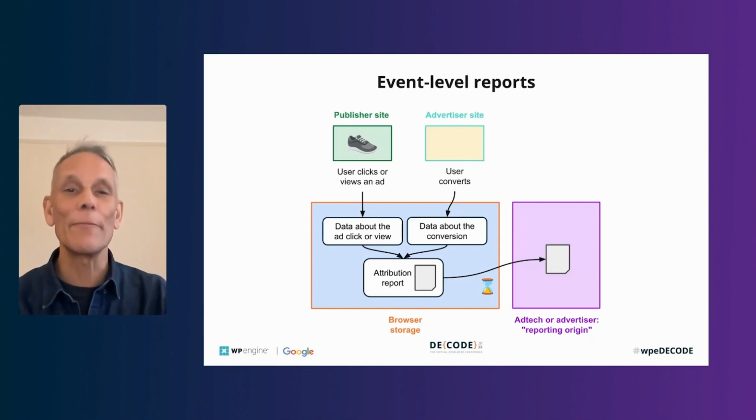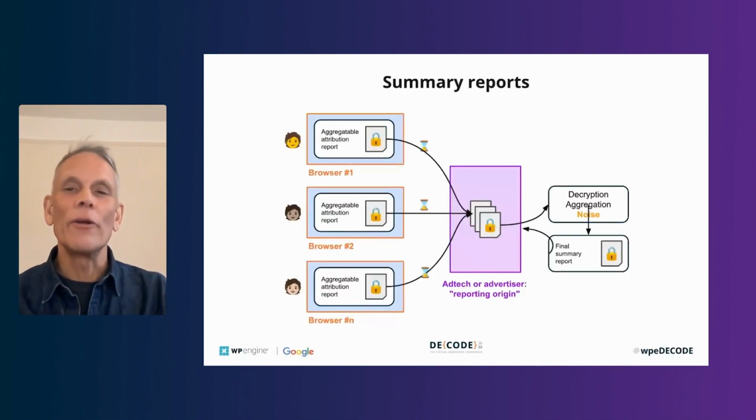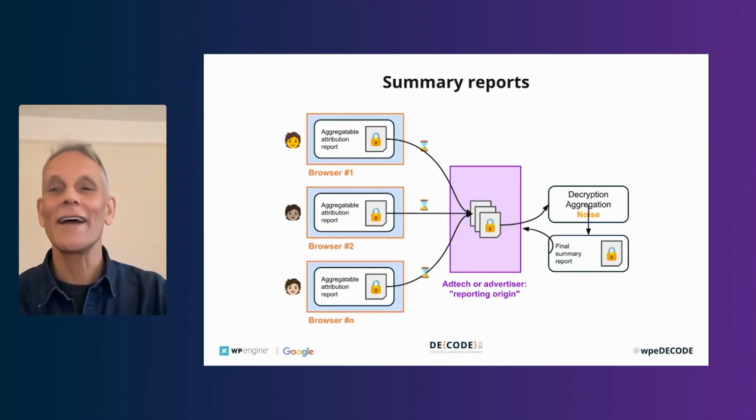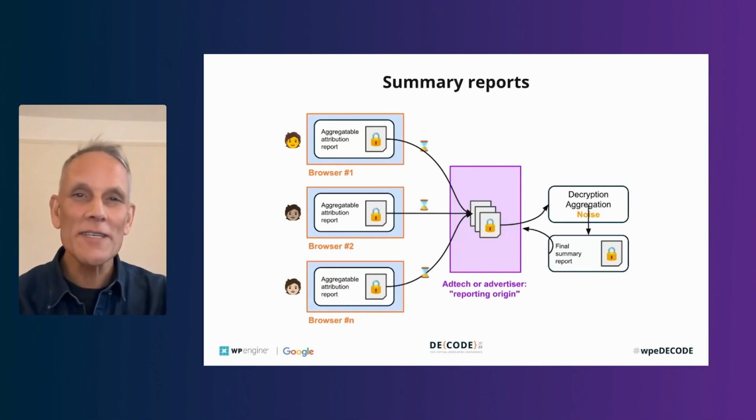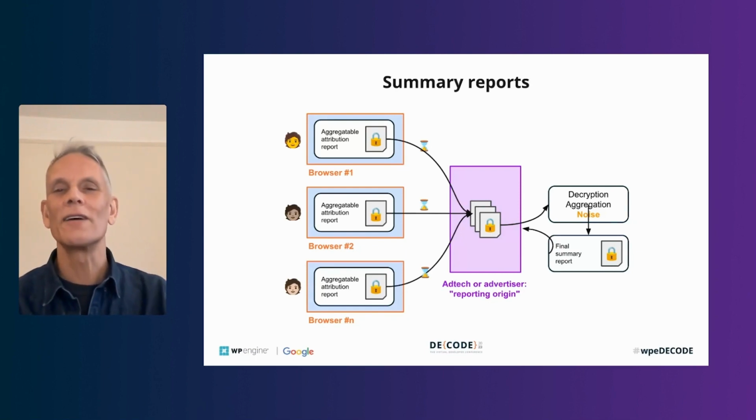Now let's take a look at summary reports. The browser API to generate a summary report is similar, but the results and the mechanism are a little different. So again, when a user clicks an ad or sees an ad and then later converts, the browser generates a report. And in that report, the advertising company or ad tech can include any data they want about the ad click or impression and any data they want about the ad conversion.